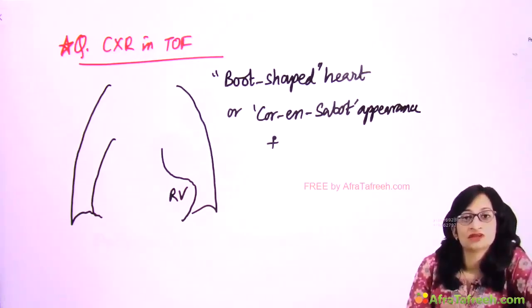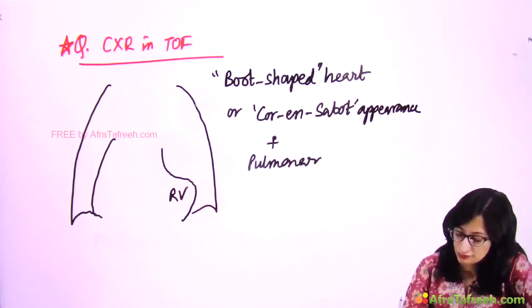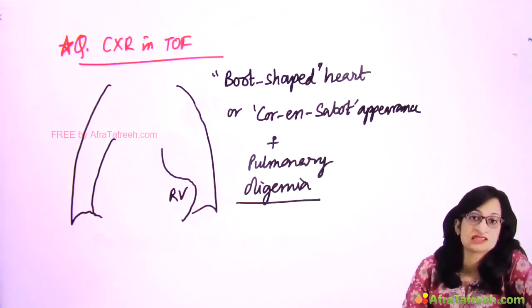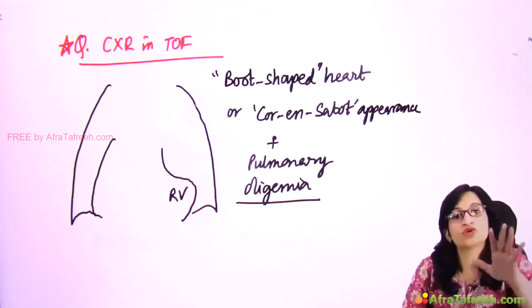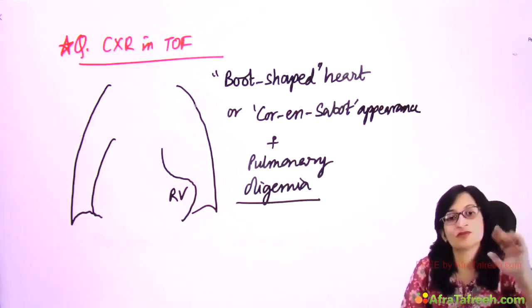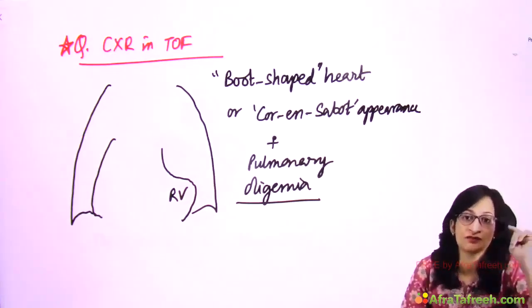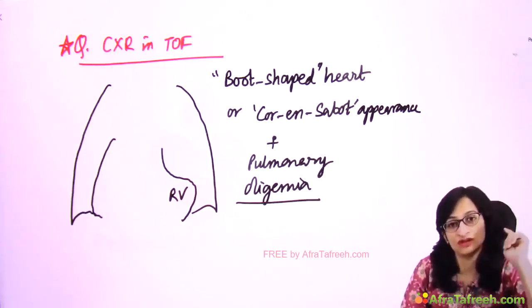Plus, you get something known as pulmonary oligemia. Oligo means less, emia is blood. So lesser blood is going to the lungs because of the pulmonary stenosis. So the bronchovascular markings are less prominent in tetralogy of Fallot. So that is called pulmonary oligemia. Okay. So that is what you get in a chest X-ray in tetralogy of Fallot.